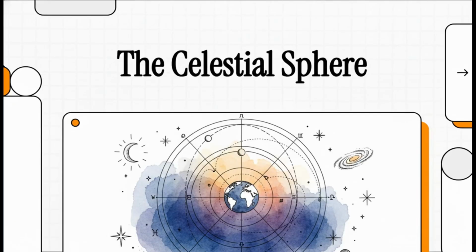Welcome. Today, we're going to delve into one of the most foundational concepts in all of astronomy, the celestial sphere. Now, right away, let's be clear. This is not a real physical object. It's a brilliant imaginary globe, a powerful geometric tool that astronomers have used for centuries to create a map of the sky and to make sense of the movements of the stars.